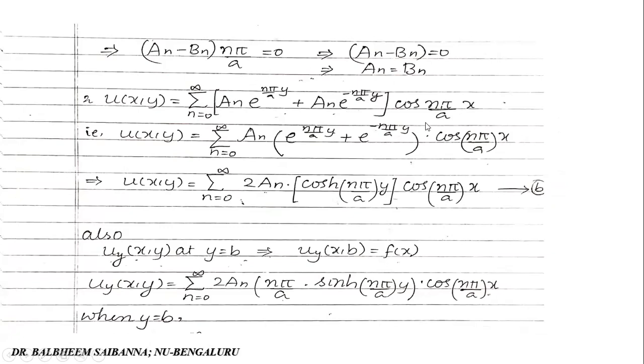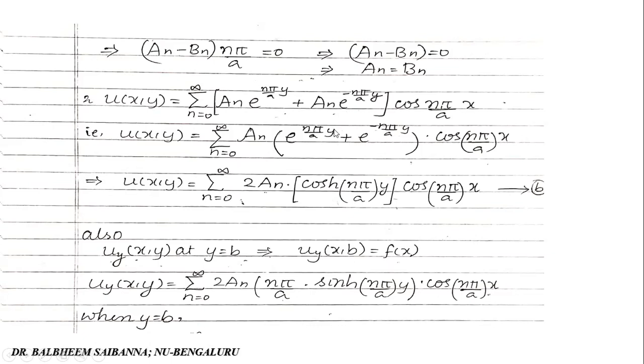So here we are taking an common. An summation of n is equal to 0 to infinity an e to the power of n pi by a into y plus e to the power of minus n pi by a y, cos n pi by a x as it is. So we find u of x comma y is equal to summation n is equal to 0 to infinity. Here 2 times you'll get it. 2 times an e to the power of n pi by a.